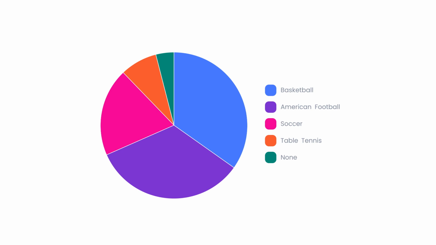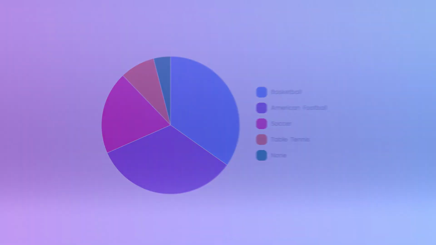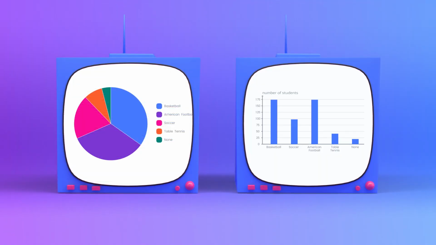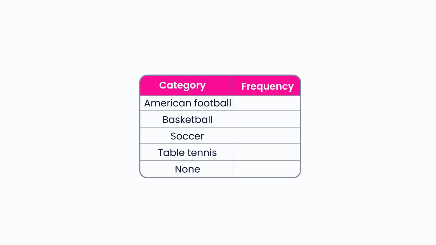This pie chart shows the results of a survey where 500 high school students were asked about their favorite sport to watch on TV. This is the same dataset that was used to present the different types of bar charts. In this way, you can see how the same dataset can be visualized in different ways. The students could choose from the following categories: American football, basketball, soccer, table tennis, or none. And these were the results.